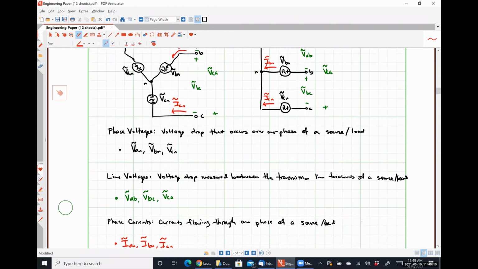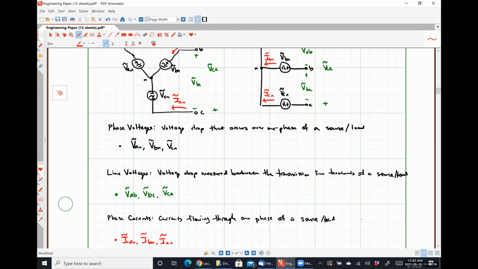So before I move on to the delta connected source, does anybody have any question about where any of these things come from or why I chose to call them a particular thing or anything like that? Yes, sir.